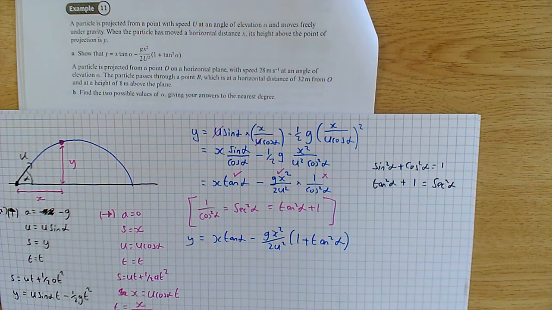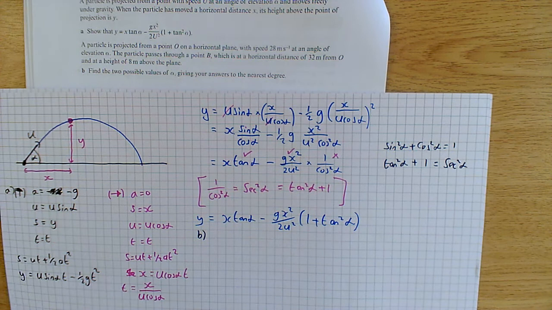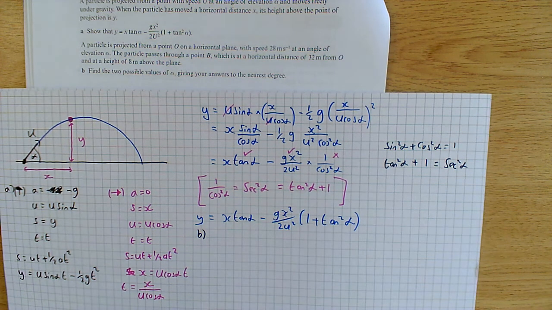Part B then moves on and asks you to use what we've just done. Well, it doesn't explicitly say it, but if you've done a part A where you've done some difficult algebra and then they give you some numbers, we're hopefully just going to substitute those numbers in. So let's have a look at what they tell us.